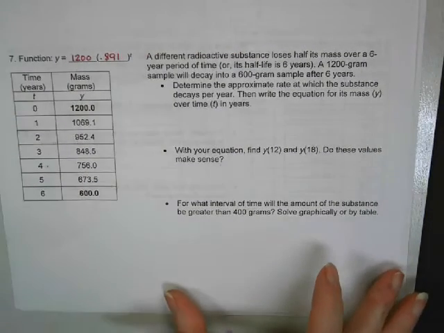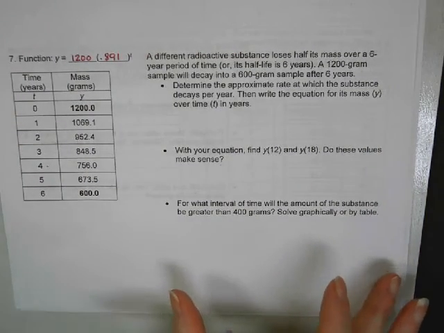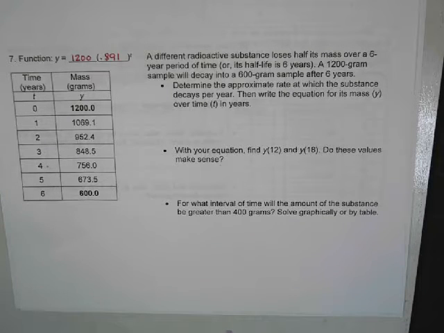So we already have the function written. All right. So it says to determine the approximate rate at which a substance decays. We did that. We got 0.89. With your equation, find y12 and y18. So let's plug it in. Do we know? Oh, there's more colors.